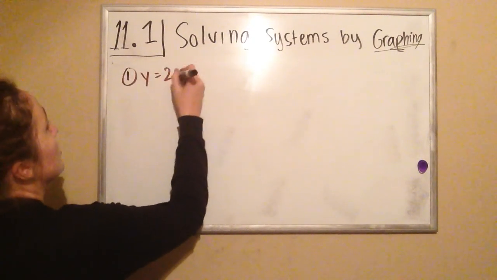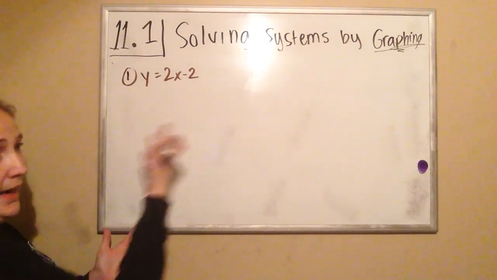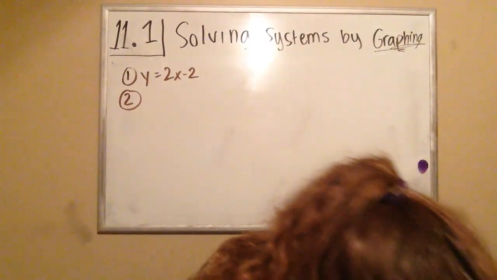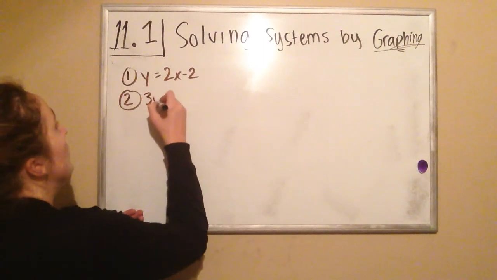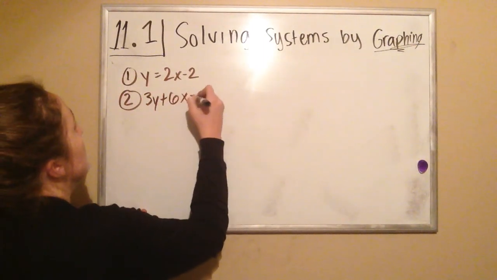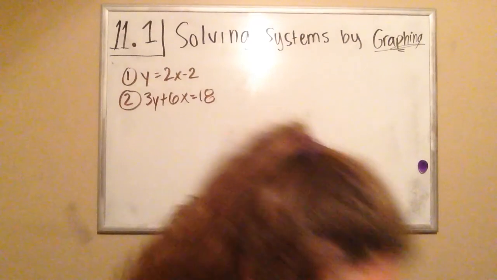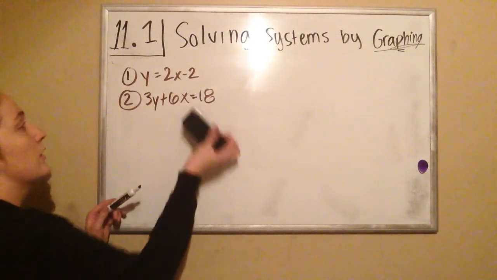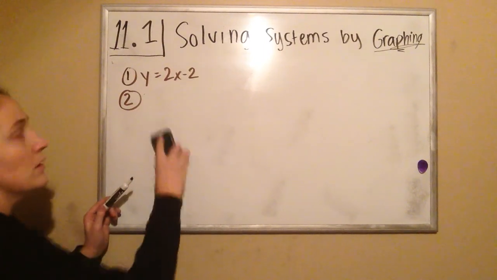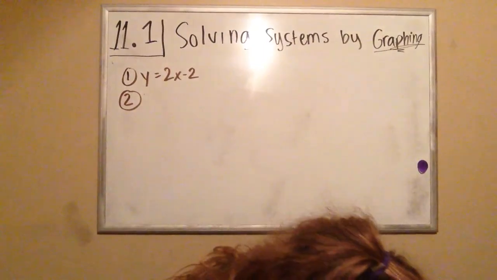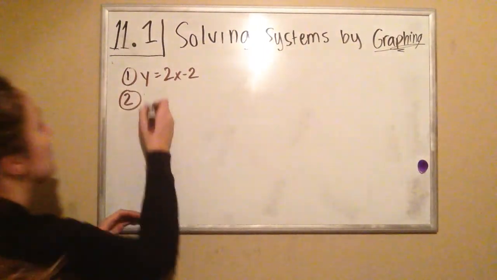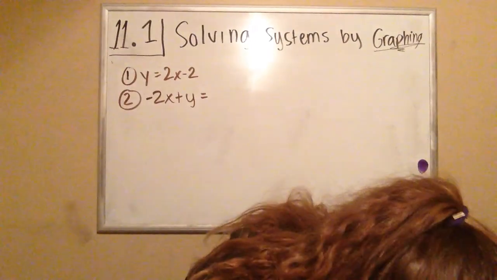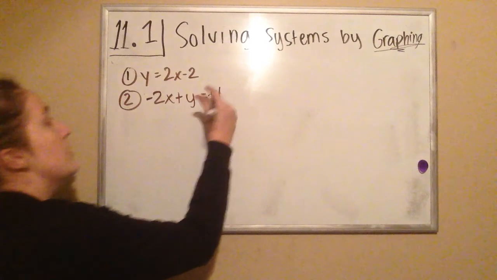Y equals 2x minus 2. That's just a line. It's not a system yet. We need at least 2 to make it a system. 3y, 6x is equal to 18. Just kidding. Don't write that down. Negative 2x plus y equals 4. Beautiful. Here's our two equations.